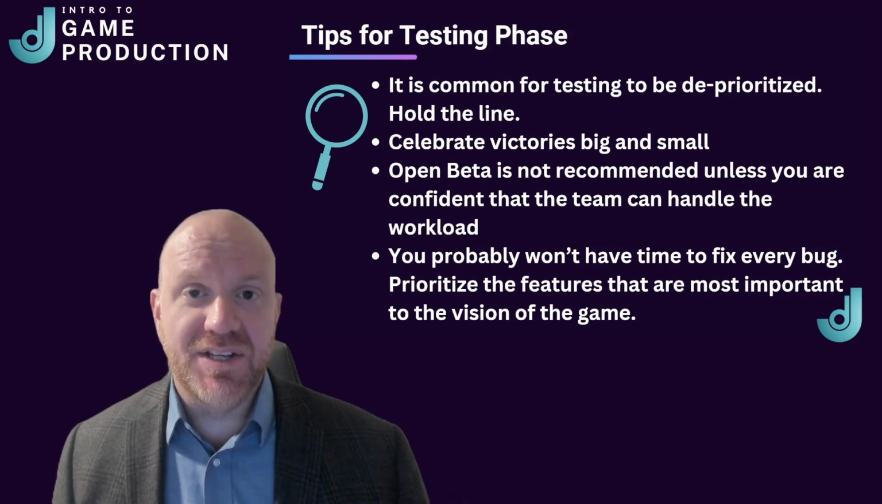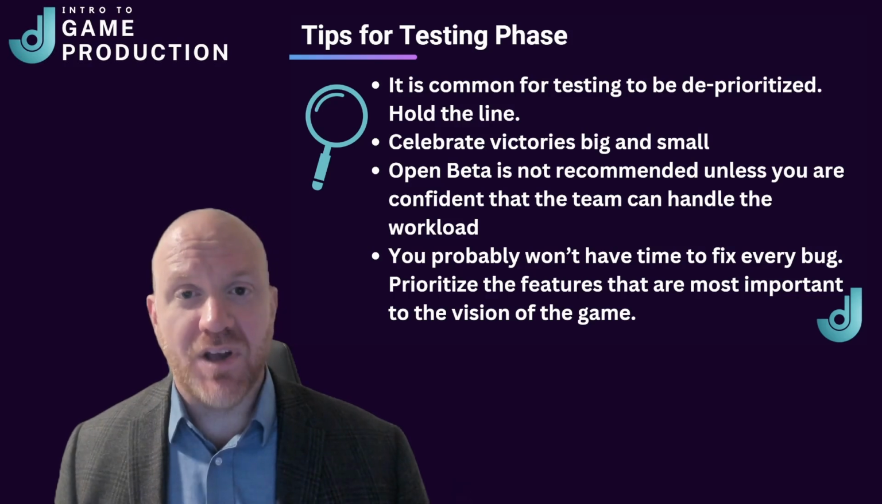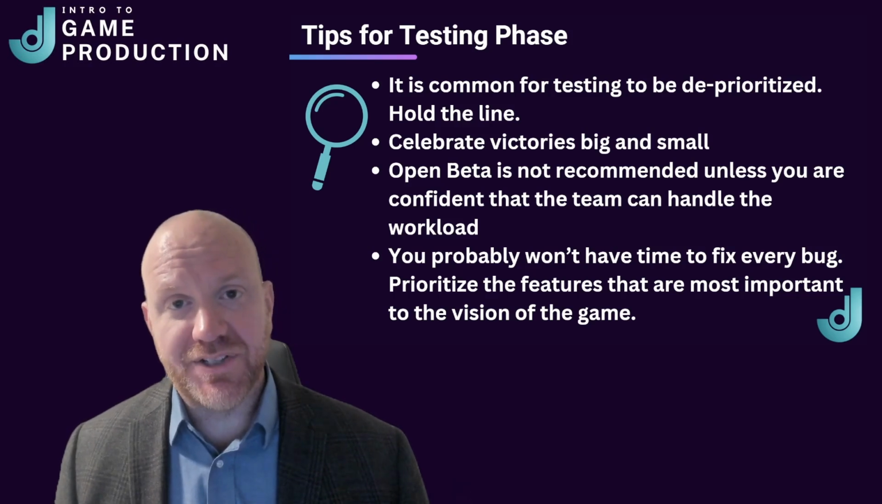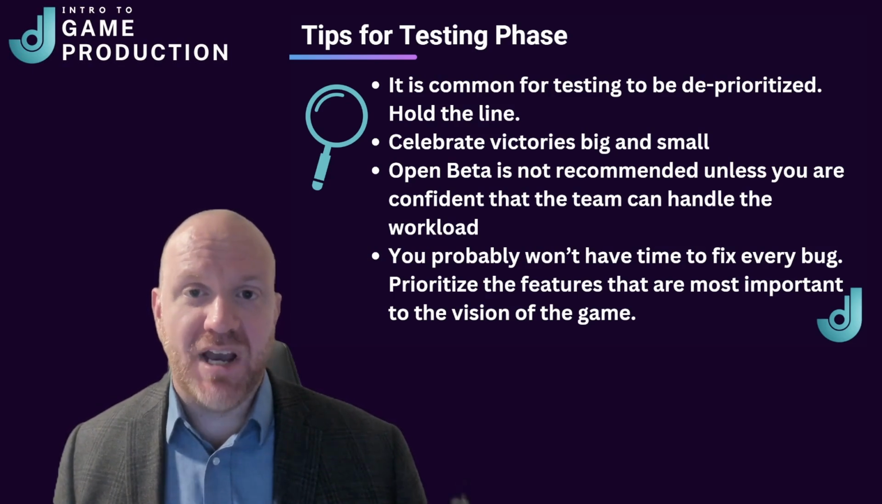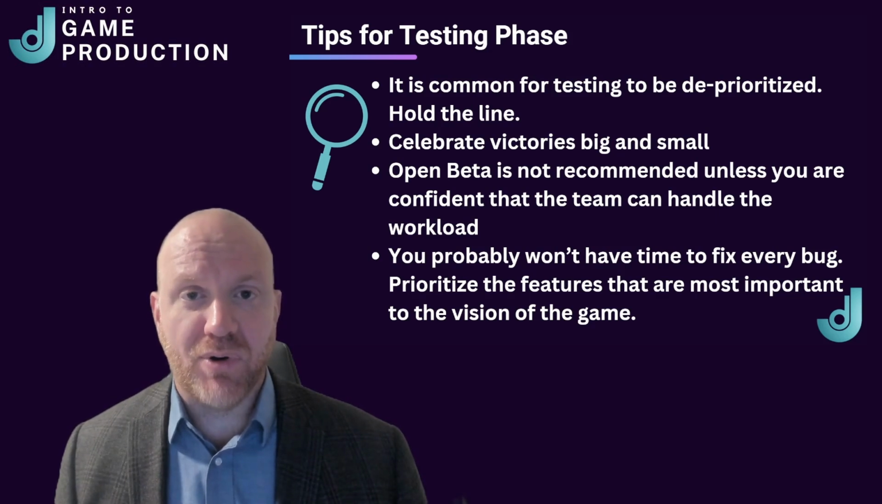So in most cases, you're going to want a closed beta where the QA testers are not going to be overwhelmed by the amount of playtesters and the amount of bugs that are being reported. This also allows you to vet your playtesters a little bit more and ensure that you're getting quality QA testers to assist with the bug testing. And at the end of the day, you're probably not going to have time to fix every single bug in the game. So it's important that as the producer, you prioritize bugs that are most important to the vision of the game.